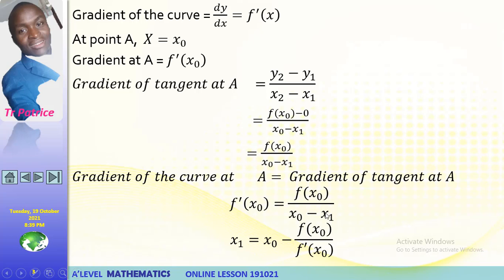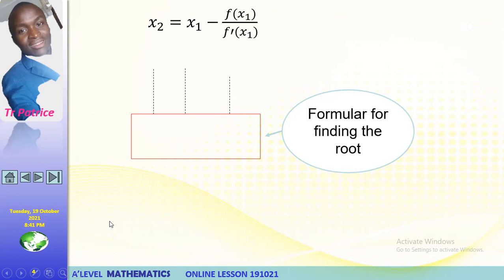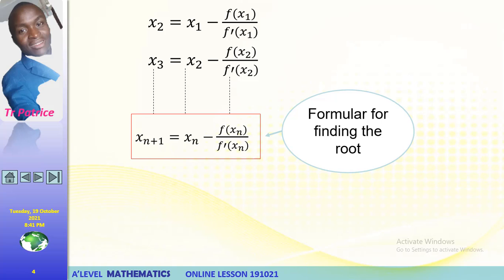If I make x1 the subject, x1 is equal to x naught minus f of x naught out of f prime of x naught. If I have x1, I can also get x2. Instead of x naught, I will substitute x1 and I get x2. If I continue, I will use x2 to get x3, and the process continues up to xn plus 1. It means I have the value of xn, then I use that value to get xn plus 1. That is the formula for finding the root when we are using Newton Raphson.